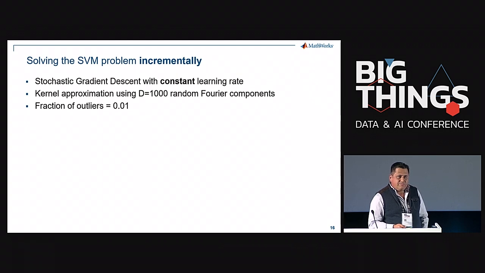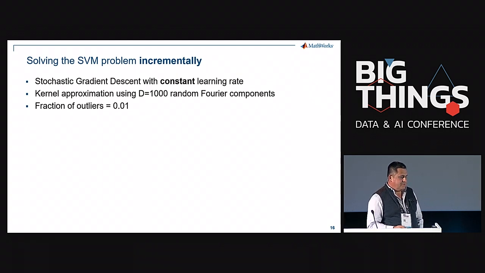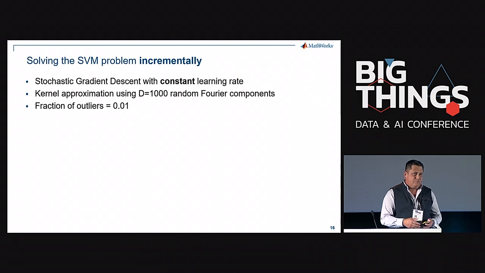For our kernel approximation, we are using random Fourier components, 1,000 in this example. And we are just setting the fraction of that layer to 1%. The fraction of layer is just going to set the location of where the hyperplane is going to be, the bias term, if you want to say that.